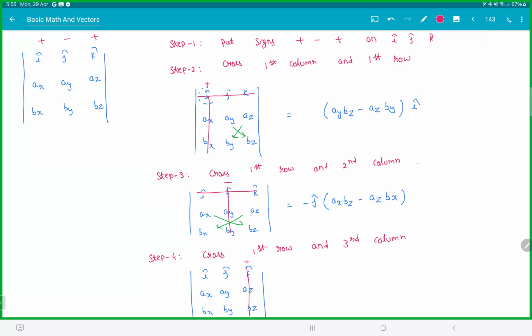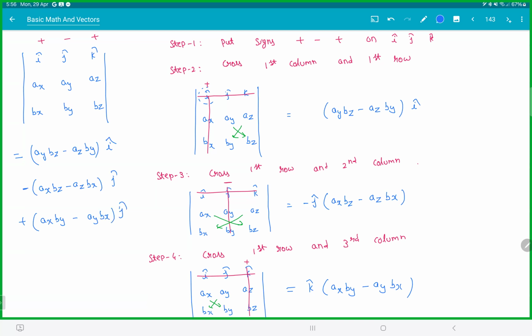Remember, there's a plus on top of k. You cut off this and cut off this. These two, these two. So this will give you k cap into ax by minus ay bx. So now if they ask you what is this 3 into 3 determinant, the answer is ay bz minus az by I cap, minus ax bz minus az bx j cap, plus ax by minus ay bx k cap. So the answer for this determinant is this.